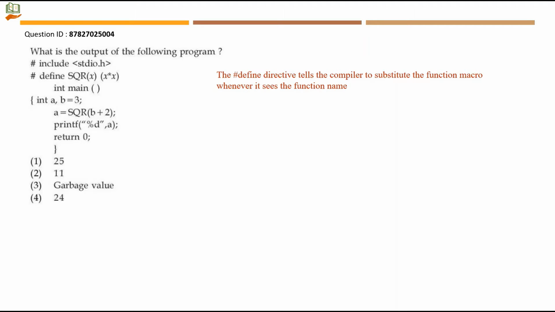Now we will get inside the main program. Int a comma b is equal to 3. So b is initialized to 3. A is equal to square function. Inside we have the argument, namely b plus 2. What is the value of b? It is 3. Whatever is inside the brackets will be taken to be x. So what is the definition of square function? It is x into x. Now what is in the place of x? X is equal to b plus 2. So in the place of x into x, we will be using b plus 2 into b plus 2.